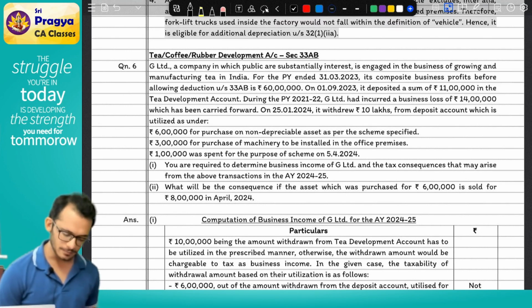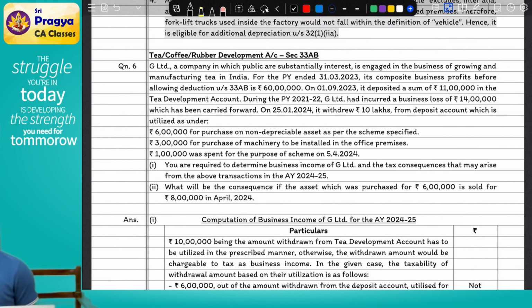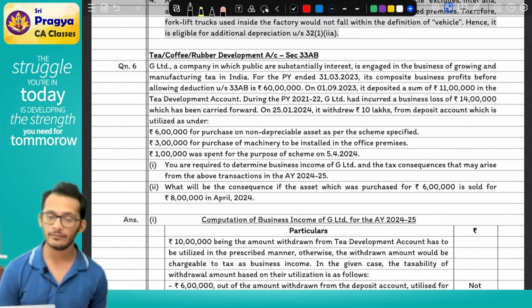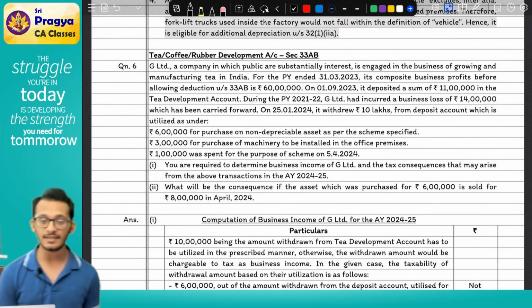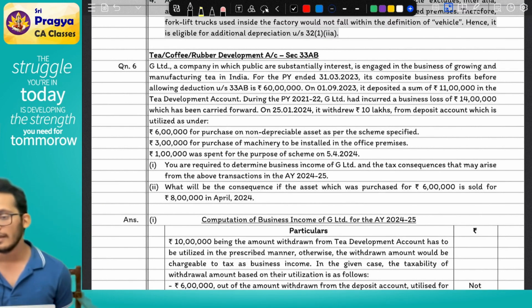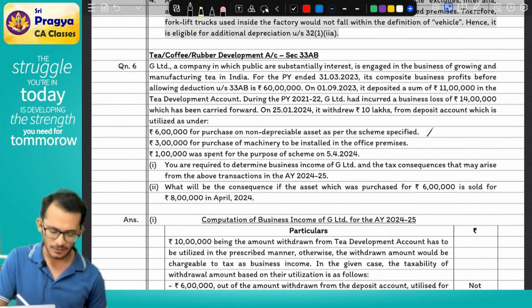I deposited how much? 11. I withdrew how much? 10. Now this 10 lakhs, if I withdrew, I have to use it for the purpose which they tell. Let's look at if they've done. Out of the 10 lakhs, 6 lakhs I purchased a non-depreciable asset as per the scheme. As per the scheme. Allowed, not allowed? Allowed. Therefore, no problem. Ignore.